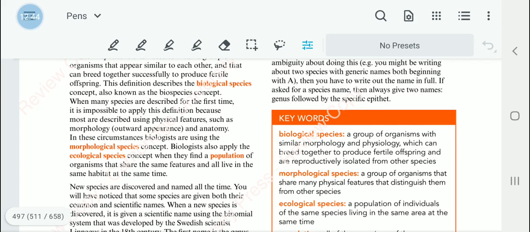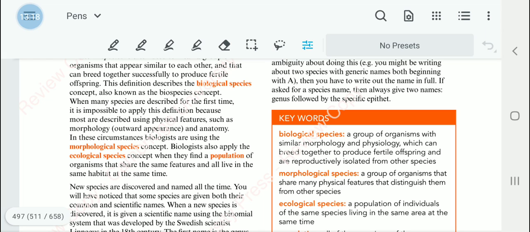Leave a line and write. Based on this general description, we identify species in three different forms. Number one, biological species. Put a dash and write: a group of organisms with similar morphology and physiology, which can breed together to produce fertile offspring and are reproductively isolated from other species.